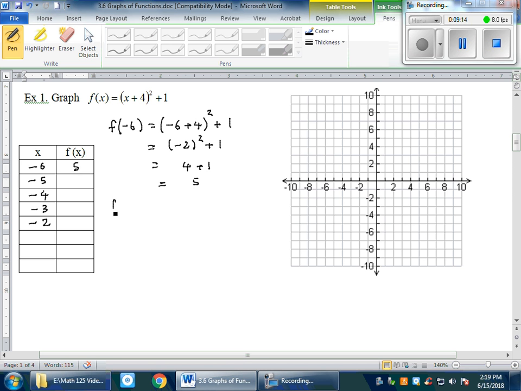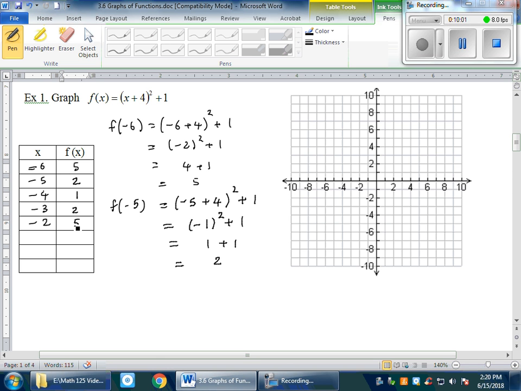Similarly, you can continue plugging in -5 and continue evaluating it. That will give you the ordered pairs. So (-5 plus 4) squared plus 1. This gives us (-1) squared plus 1, which becomes 1 plus 1, equal to 2. You can continue evaluating all the points. When you plug in -4, it will be 0 plus 1, which is 1, and then this will be 2, and then this will be 5.